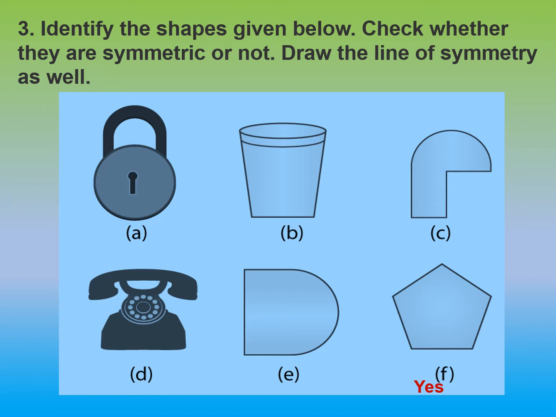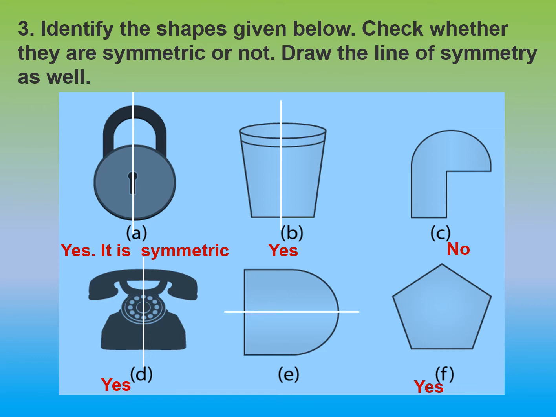The first one, is it symmetric or not? Yes, we can draw one line in the middle. So it is symmetric. Second one, yes, it is also a symmetric figure. C, no. D, yes, that is one line of symmetry. And E, it has a horizontal line of symmetry. Yes.